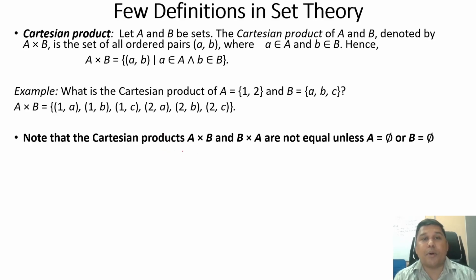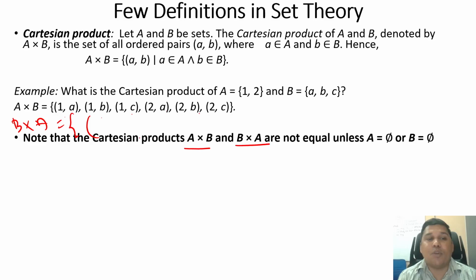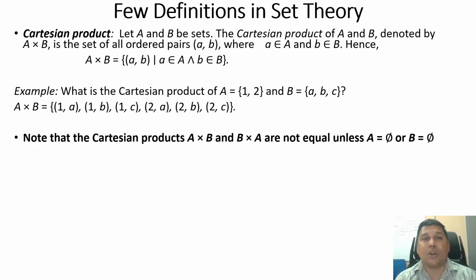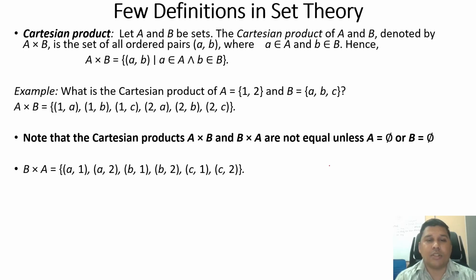But see, important note: the Cartesian products A cross B and B cross A are not the same. Why? For A cross B, we got 1a, 1b, 1c, 2a, 2b, 2c. If I write B cross A, then it becomes a1, a2, b1, b2, c1, c2, which is different from that. So in Cartesian product, A cross B and B cross A are not equal.